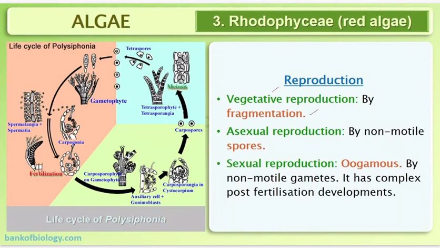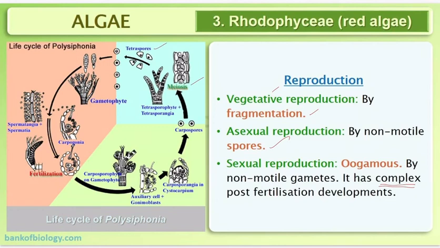How about reproduction? As usual, like in Chlorophycy and Phaeophycy, reproduction undergoes in three forms: vegetative through fragmentation, asexual reproduction by non-motile spores. Okay, here sexual reproduction is oogamous, that is by non-motile gametes. Gametes are non-motile and it has complex post-fertilization developments. The moment the complexity is increasing means that is a positive sign for us because that is evolution.